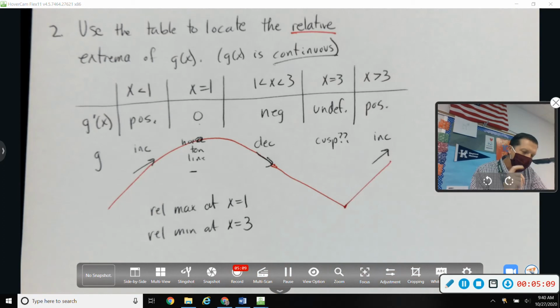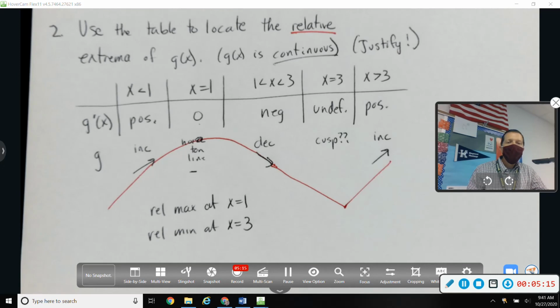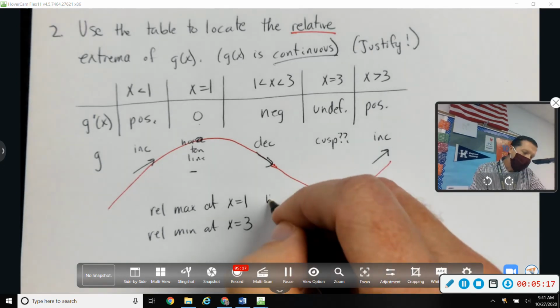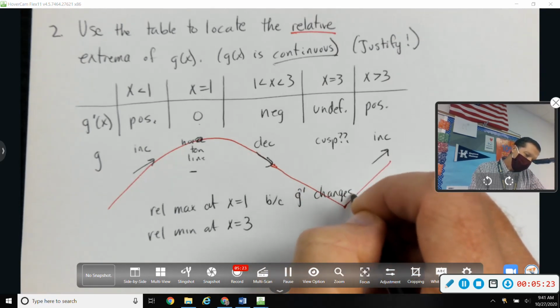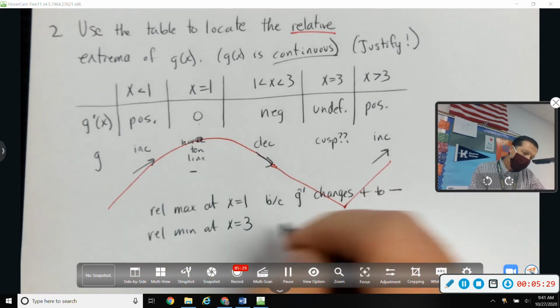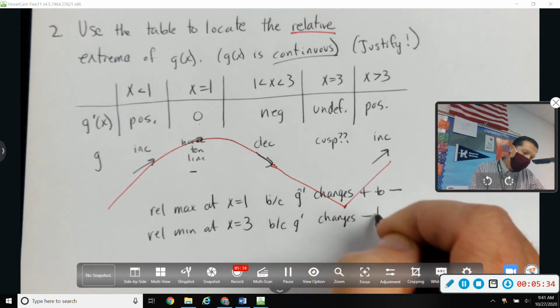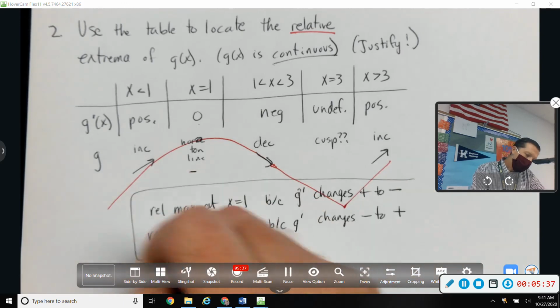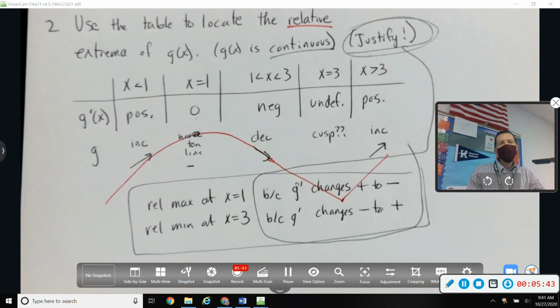It didn't say justify, I should have added that. I'll add that for fifth period. If it had said justify, you would say because g prime changes, let's see, the max is when it changes from positive to negative, and the min is where g prime changes negative to positive. It didn't say justify, but justify would mean you'd have to add this last part on there. So note to self, I'll add that for future warm-ups.